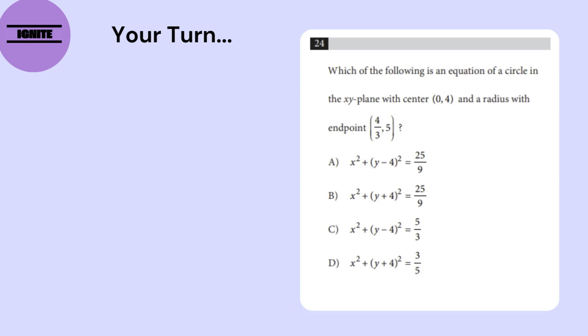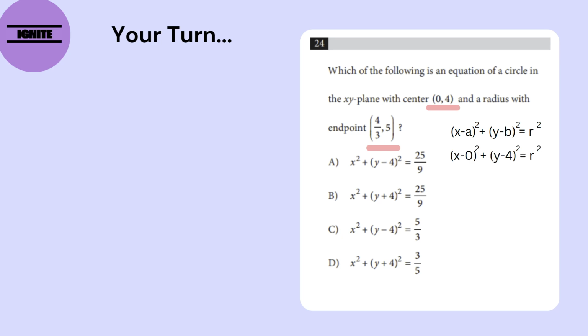Now that you've had a chance to look at these questions, let's go through it and dissect it together. Which of the following is an equation of a circle in the xy plane with center 0, 4 and radius with endpoint 4, 3, 5? Okay, now this one may be a little hard to dissect, but let's use the information given. The first thing we want to do is set up the circle equation like last time. But we are trying to find both the a and the b and the radius. So let's see how to do that.